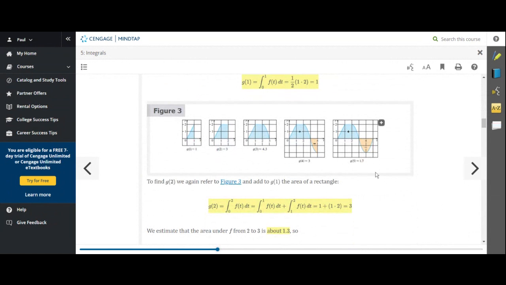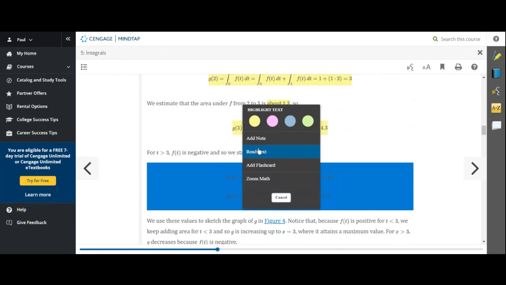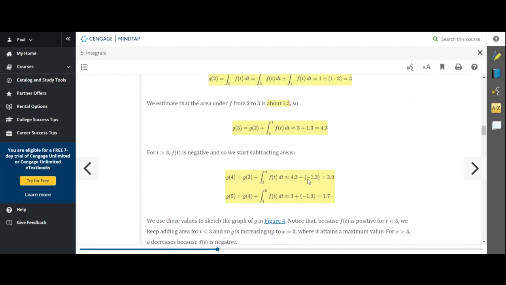So, for instance, for g of 4, they have that in Figure 3 in that fourth picture. They have some orange area which is negative from 3 to 4, and that's going to be approximately negative 1.3. And so g of 4 would simply be 4.3 minus 1.3, which is 3. Okay, are there any questions on this so far?